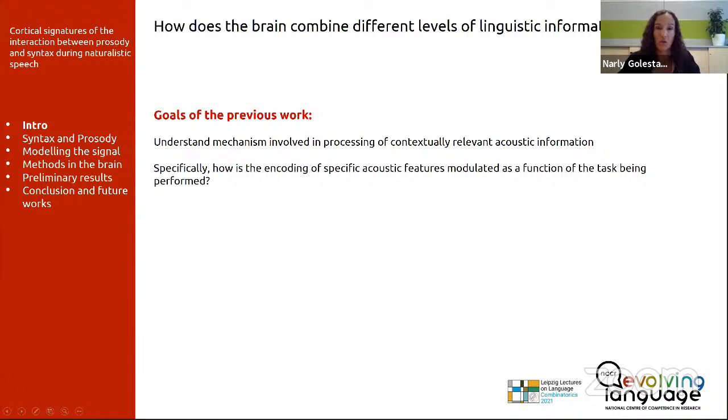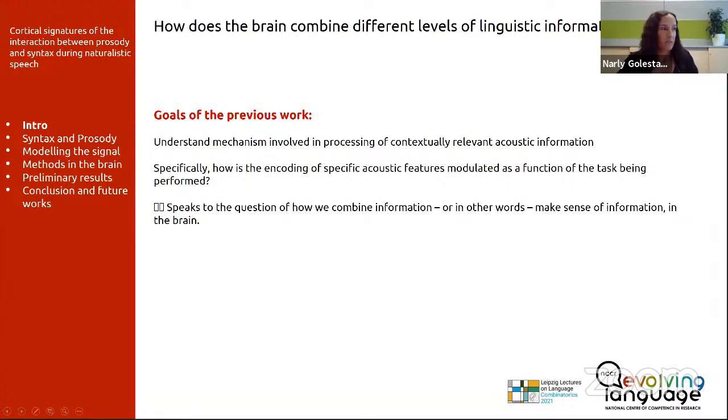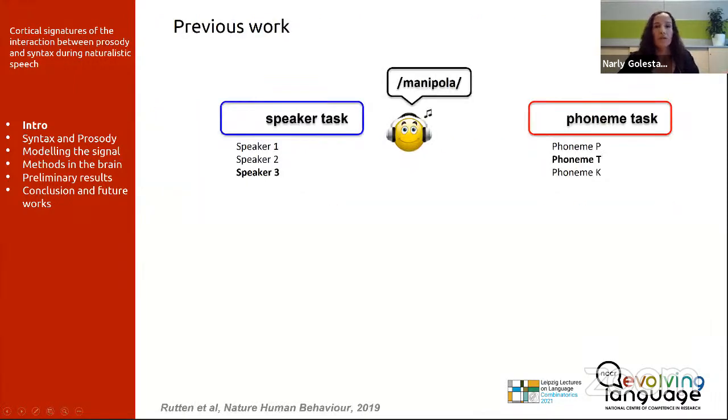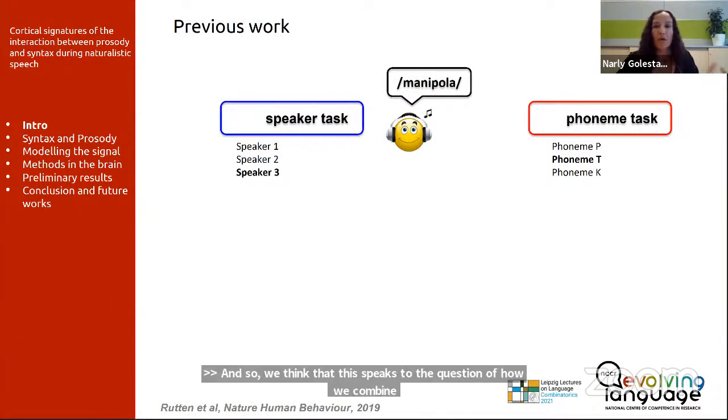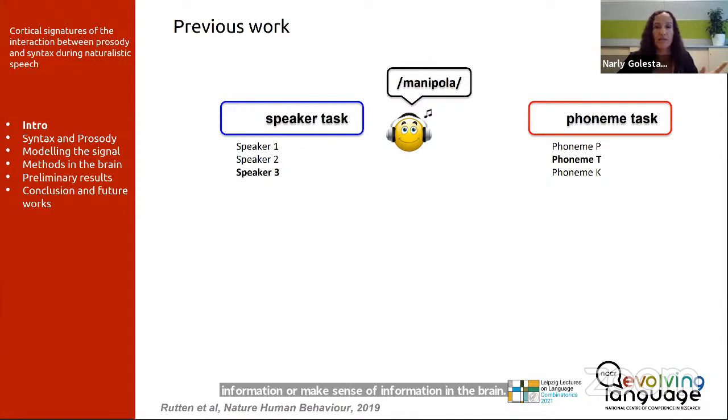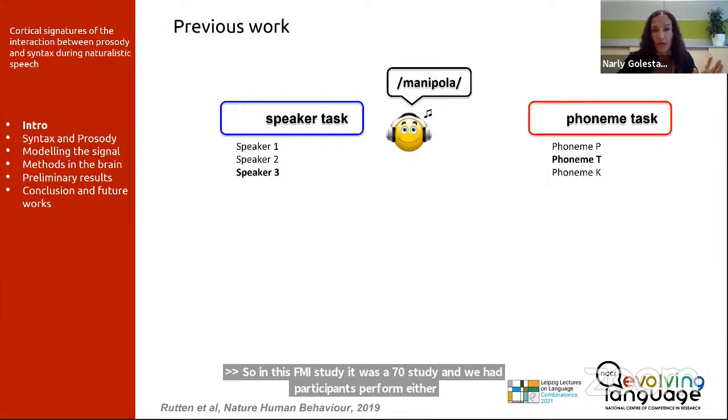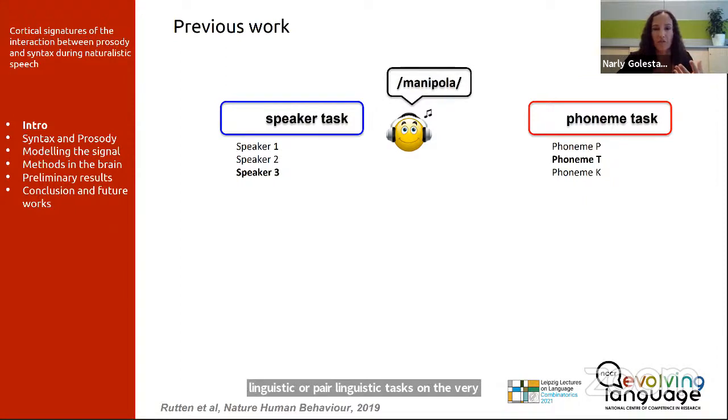So we recently demonstrated such boosting of relevant features in a study in which we asked whether the auditory cortex encoding of speech sounds is modulated according to the task that's being performed on the sounds. And so we think that this speaks to the question of how we combine information or make sense of information in the brain. So in this fMRI study, it was a 7T study, we had participants perform either linguistic or paralinguistic tasks on the very same set of stimuli, and these were non-words, which contained phonetic information, phonological information, but no semantics, no lexical semantics.